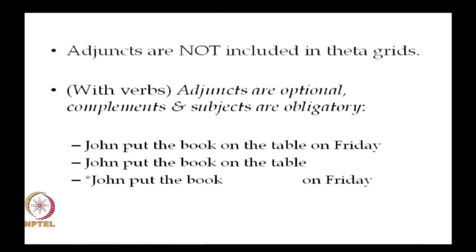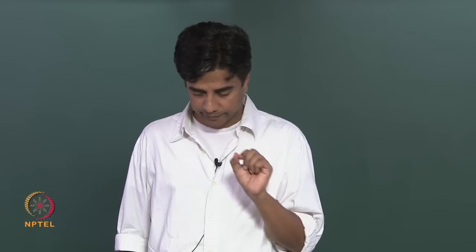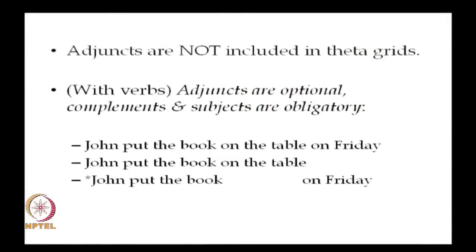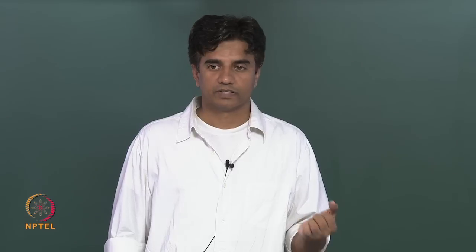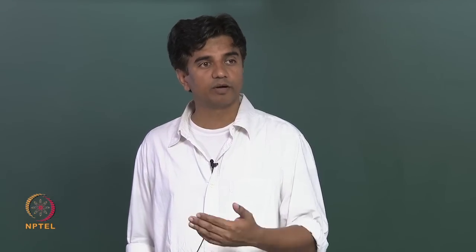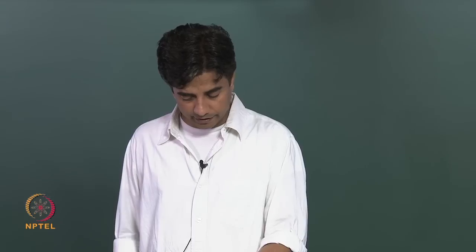Adjuncts are optional, whereas complements and subjects are obligatory to a predicate. Do we understand this part? Can I take it for granted? Subjects and complements are obligatory to a predicate, whereas adjuncts are not. Look at the examples. When we say John put the book on the table on Friday, if we have the sentence John put the book on the table, this is a good sentence, but if we say John put the book on Friday, it is not a good sentence. This simply explains how a complement is an essential and obligatory part of a predicate, whereas adjuncts are not.